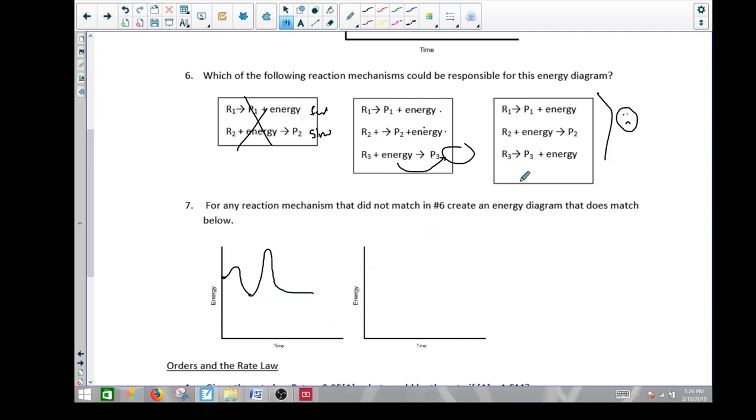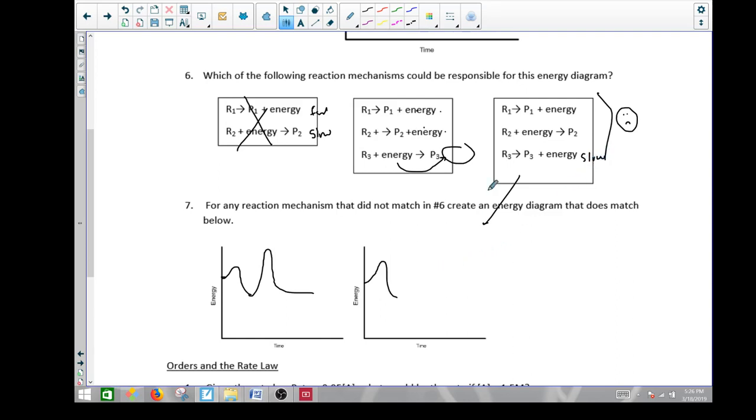Next one, let's do this one. All right, so 3 steps: exothermic, endothermic, exothermic. The first one will start here, goes up and comes down. Now let's pick a slow step. Let's do the last one slow.